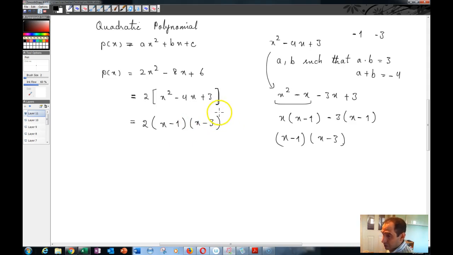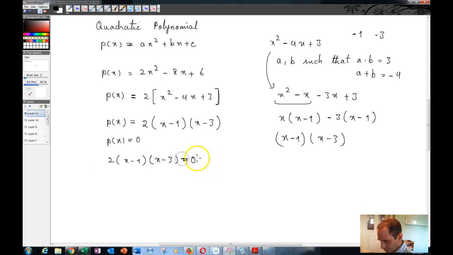So now the zeros of this polynomial are the values of x for which p of x is equal to 0. That means that 2 times x minus 1 times x minus 3 is equal to 0. Of course, you know that 2 cannot be equal to 0, so either x minus 1 is equal to 0 or x minus 3 is equal to 0.